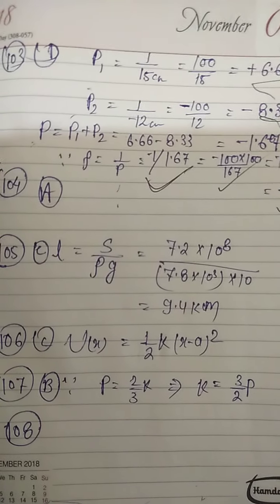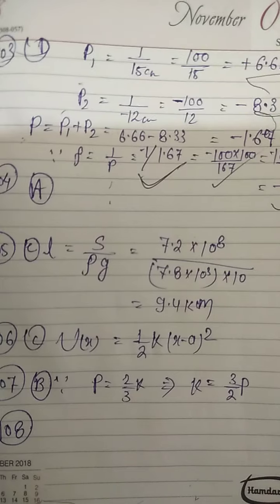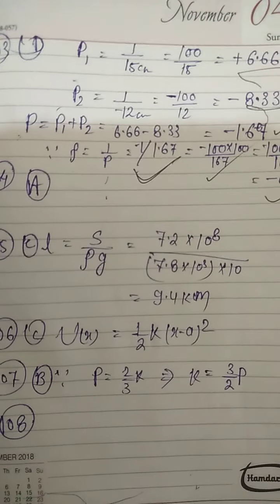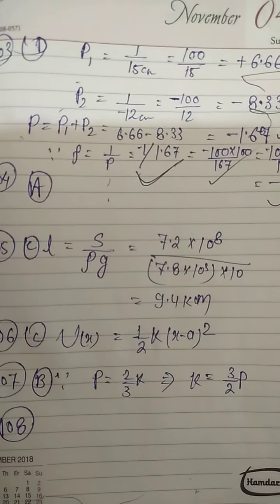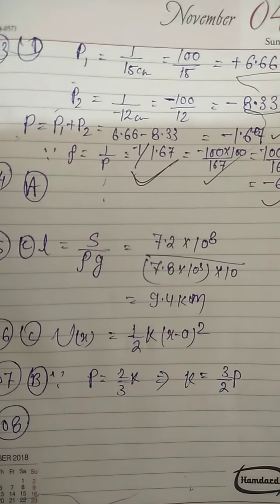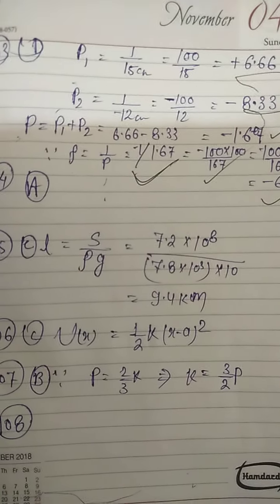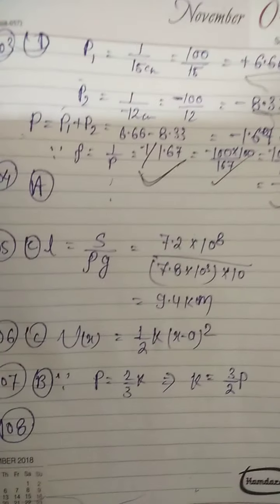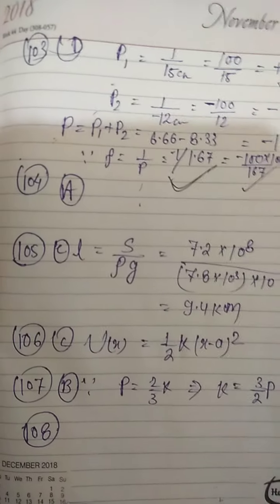104. If the focal length of the objective lens is increased, then the magnifying power of. This is the directly asked question. Microscope will increase but the telescope decreases. What happens to the power of the microscope? It increases. And the telescope? It decreases. So the correct option will be A.